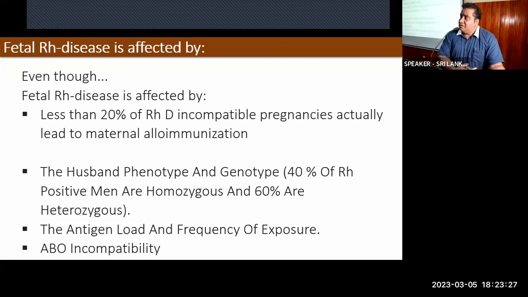And then a small antigen load may not provoke a significant immune reaction in the mother. That means small exposure of fetal cells to the mother may not trigger it. And fortunately, if mother and child share ABO differences, by ABO incompatibility, these blood cells will be destroyed. So this is why you will not see it 100%.